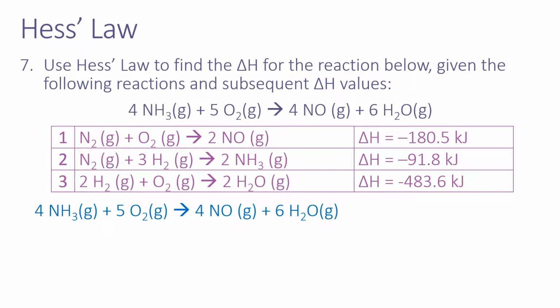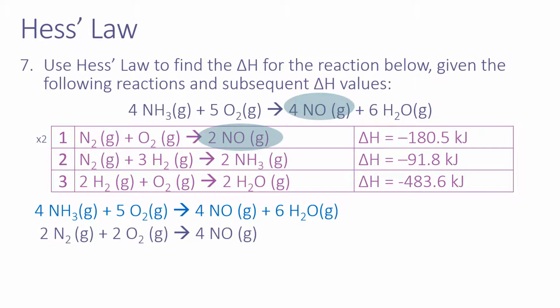And when I look at reaction 1, the thing that sticks out to me are the 2 moles of nitrogen monoxide. In my desired equation, nitrogen monoxide is a product, and in equation 1, it's also a product. So that tells me that I don't want to flip it. But in my desired equation, I need 4 moles of NO, and in equation 1, I only have 2. So I can't get NO from equation 2 or equation 3. So the only way I'm going to get 4 is if I double this first equation. So I'm going to double the first equation, which means that I also need to double the delta H.